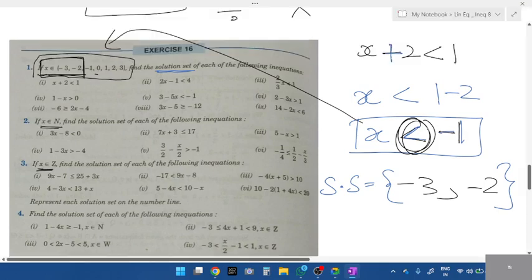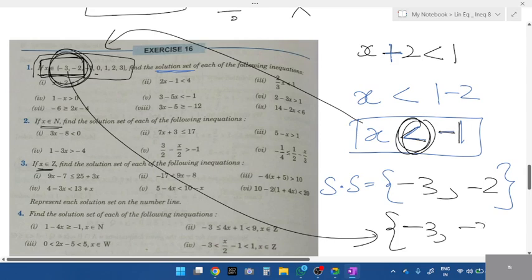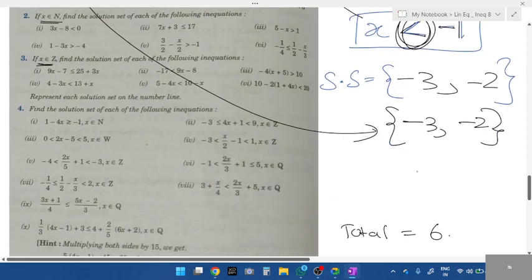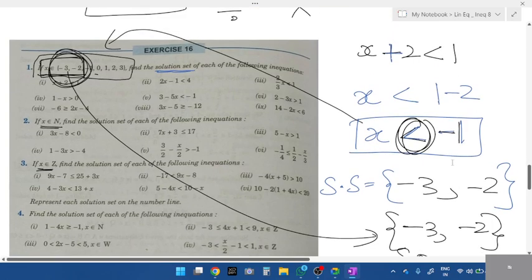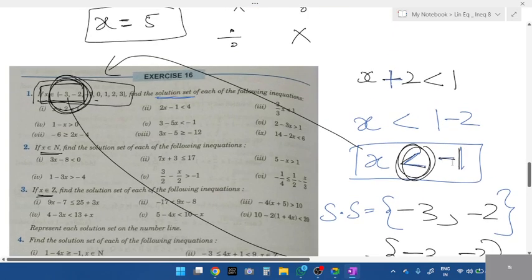See, as I told you, direction. After -1, what are the two numbers given? All of you will respond. What are the two numbers given here? -3 and, yeah, just copy the same thing. Look, -3 and -2. Don't write -2, -3, this is wrong. This is the answer. Complete the first one.